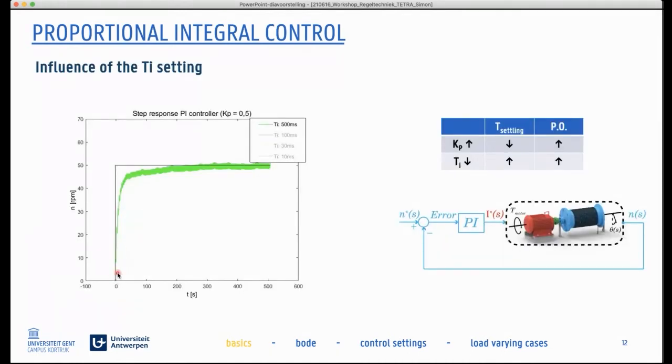Here you see we had Kp of 0.5. We took Ti, the so-called integral time. Ti is a measure for the strength of your integrator. Well, if Ti is 500 milliseconds, this is our response. What we see here is we reach the desired speed, yes, but we need 400 or 300 seconds to reach that speed. It's quite a long time. We want to limit that.